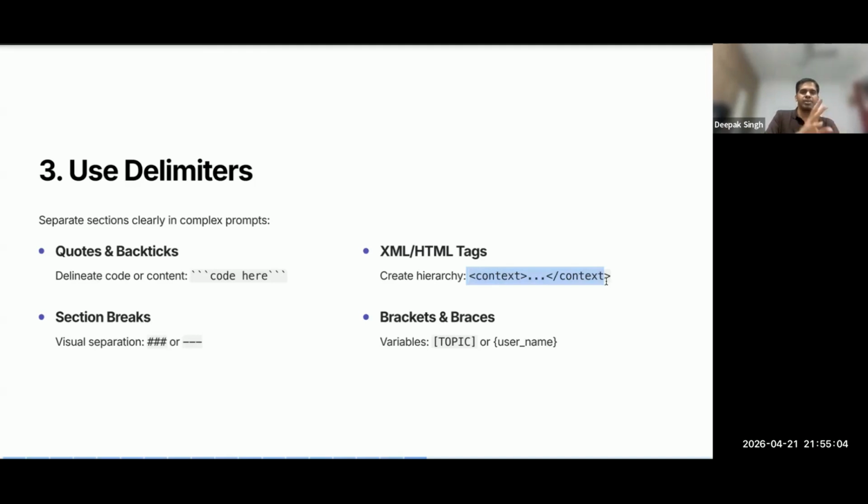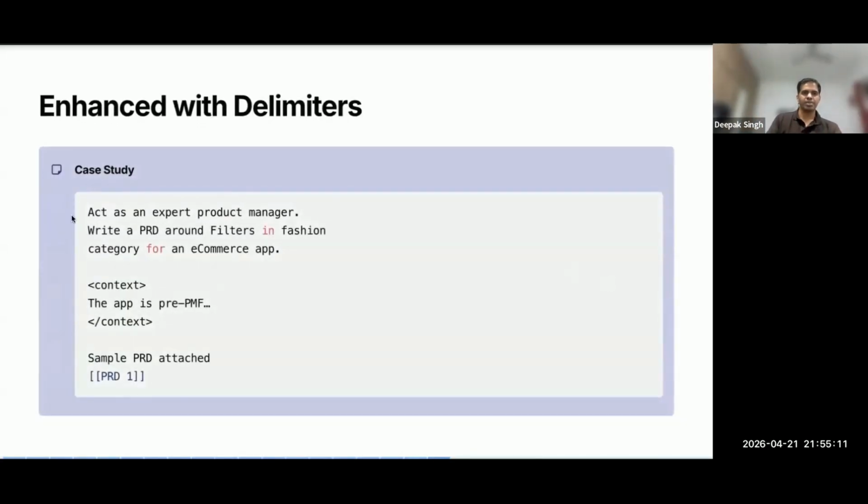So using delimiters will make you at least twice as effective when it comes to writing larger prompts and executing them. So a very simple example is: act as expert PM, write a PRD around filters in fashion category for an e-commerce app. This is the context, and context is within a tag. And then there is a sample PRD attached, and there is this PRD, isn't it?